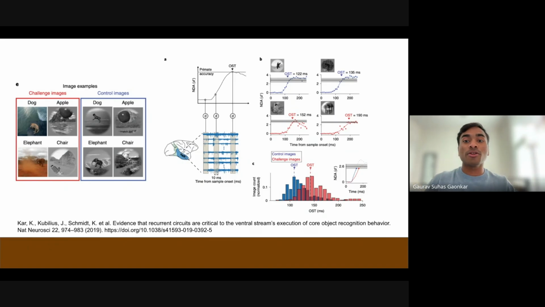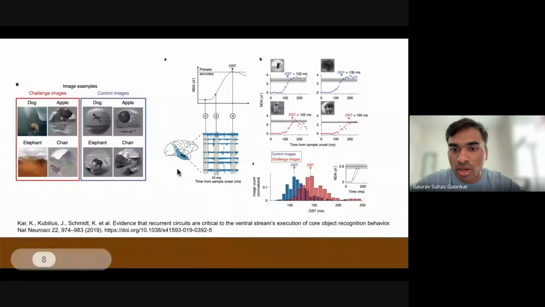Now, why is this important in neuroscience? Here it provides strong empirical evidence that thinking of the ventral visual stream, which is this area of the brain, as just a feed-forward hierarchy is incomplete. The brain leverages recurrence in rapid object recognition as well.